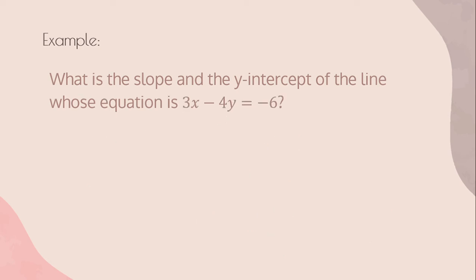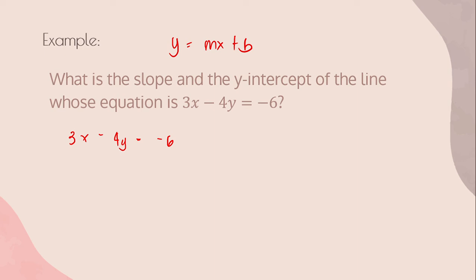Alright, so let's have another example. What is the slope and the y-intercept of the line whose equation is 3x minus 4y equal to negative 6? So we have to convert the equation into slope-intercept form. Again, let's rewrite the equation, 3x minus 4y is equal to negative 6. Remember that the slope-intercept form is y is equal to mx plus b. So coming from this equation, you have to convert it into the form y is equal to mx plus b.